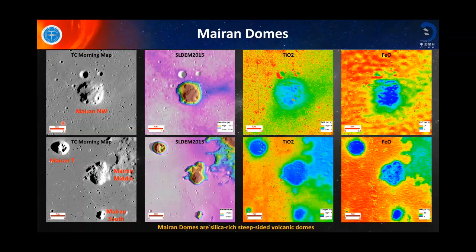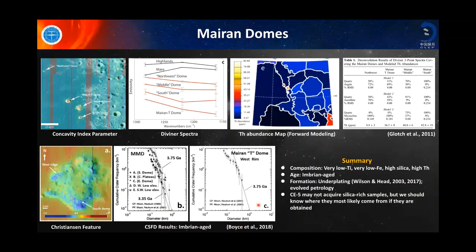And in the work by Tim Geological and his students, they think that the marine domes, by the way, they are named the marine domes, the marine domes in this region are composed of involved petrology. Marine domes have very low titanium, very low iron abundance, but they have very high silica and very high thorium abundance. And they are Imbrium age. That means the Mare Basalts are younger than them, so the Mare Basalts will invade them.